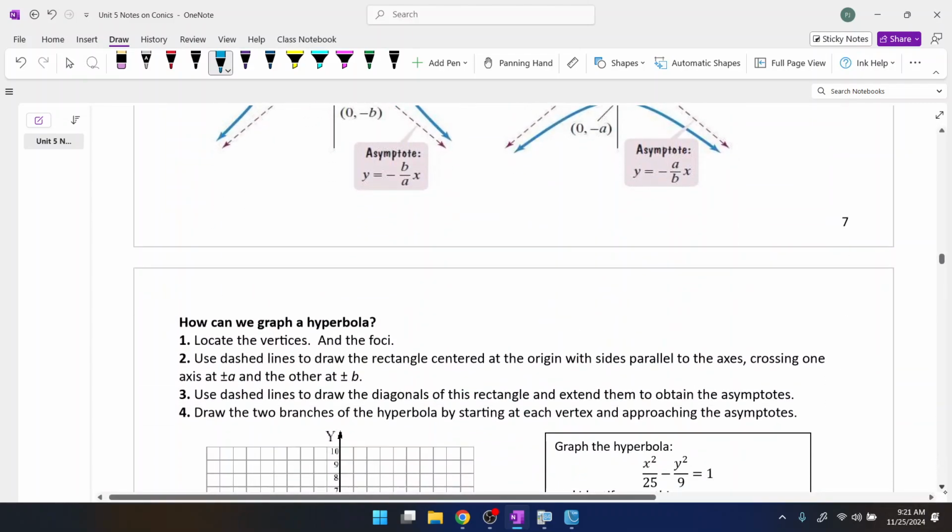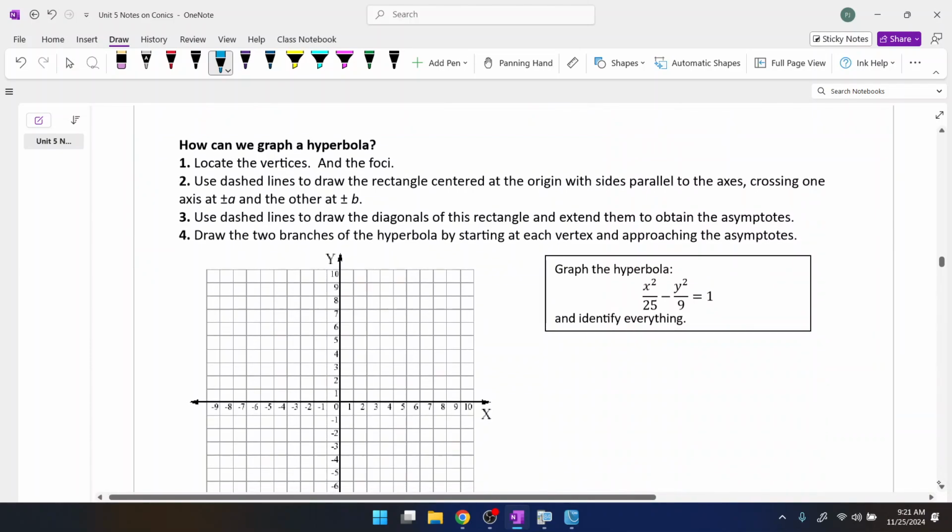All right, so basically I want you to graph this hyperbola and identify everything that you see here. Transverse axis is going to be on the horizontal or on the vertical? The horizontal one, yes. So A is going to be 5 and B is going to be 3. So yeah, you're going to go 5 units away horizontally, 3 units away vertically. And you can kind of draw a little box here to form your curve.